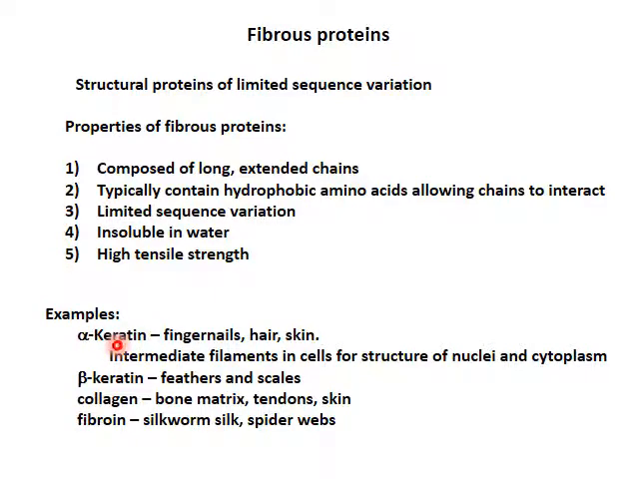Examples would be your alpha keratin that you see present in fingernails, hair, and skin. Intermediate filaments in cells, for structure of nuclei and in the cytoplasm, exist as alpha keratin units as well to provide some rigidity to cells in the cytoskeleton. Beta keratin, we see in birds and fish in terms of feathers and scales. Collagen would be your bone matrix, tendons, and skin. And fibroin would be with your spider silk, spider webs, silkworm silk, things of that nature. So each has a different chemical or amino acid composition and structural differences as well. So we're going to cover that in this topic.